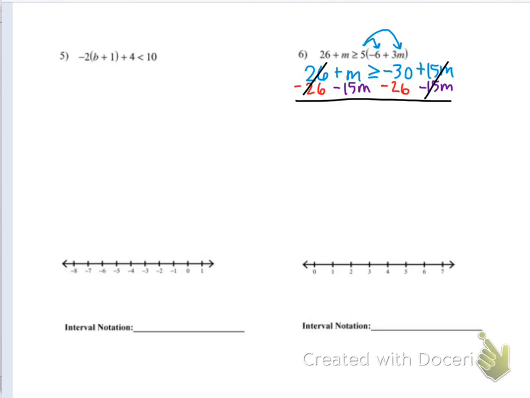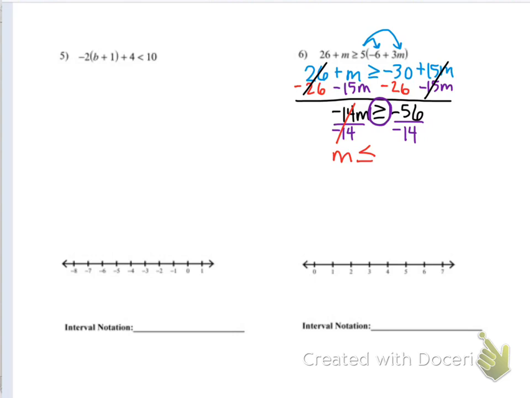Canceling. M minus 15m is -14m. Greater than or equal to -30 and -26 make a -56. I'm going to divide both sides by -14. Now here we are dividing by a negative, so that is going to affect the direction of this inequality symbol. My -14s make a 1, leaving m. Divided by a negative means I write this sign facing the other way.